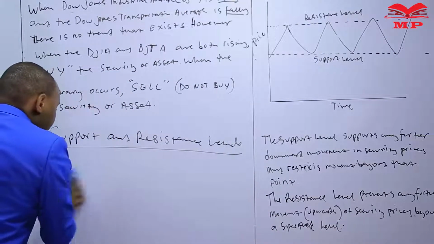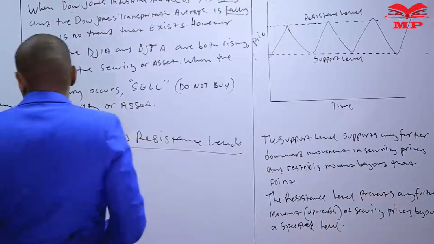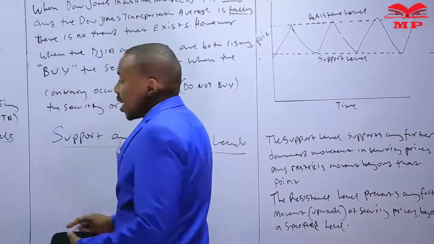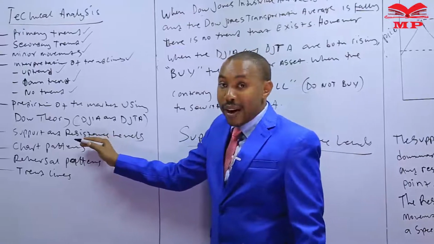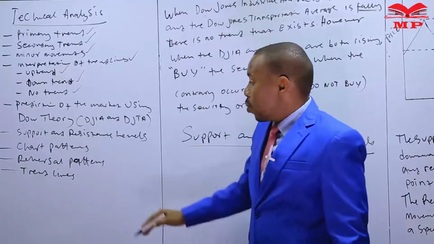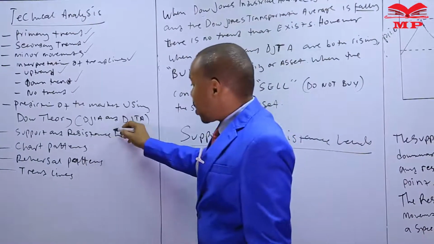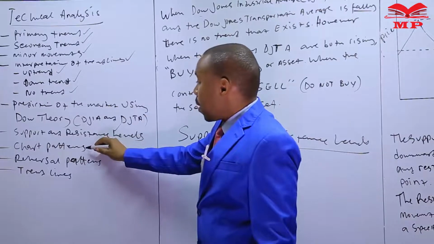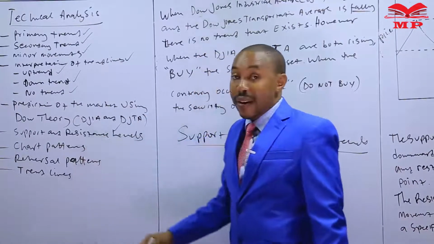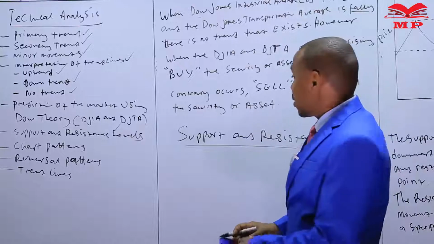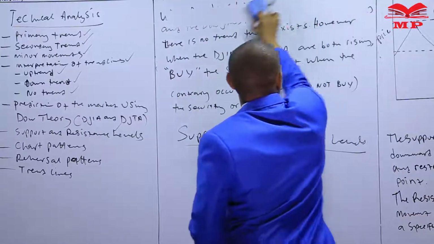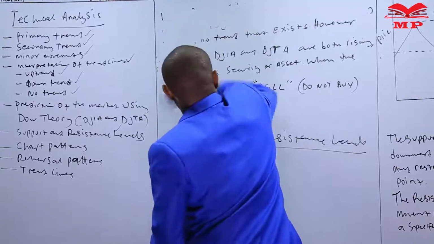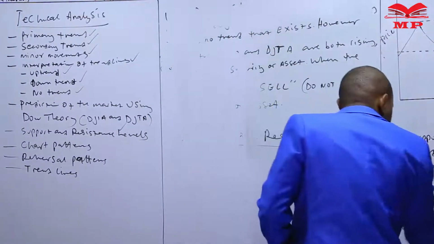Now with that, we move on to the chart patterns. With the understanding that we have gained under support and resistance levels, we try to identify which chart patterns can be used to identify trends as used by technicians. So we can have something right here.